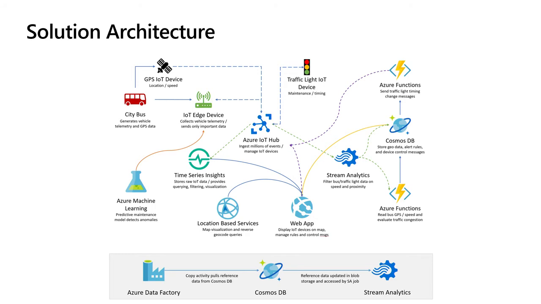Then we have the GPS device, which periodically sends the location and the speed data to an IoT hub. This GPS device is separate from the IoT edge device. All it does is send the GPS data periodically.